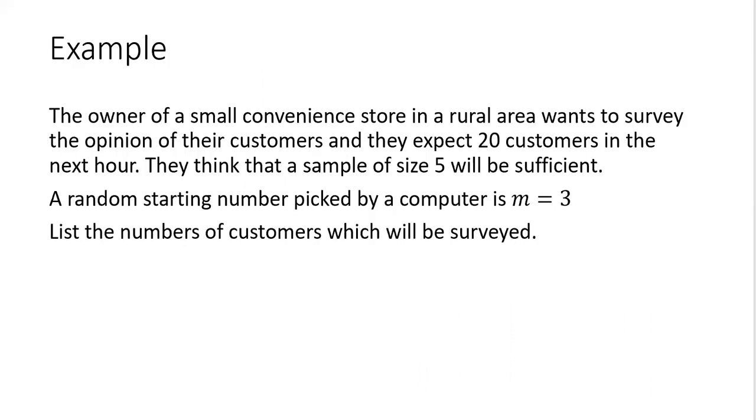Now, an example. We have the owner of a small convenience store in a rural area, and he wants to survey the opinion of the customers, and he expects 20 customers in the next hour. So he wants to survey 5 people. So he finds his k by dividing 20 by 5. That will give him 4. And then a computer selected a number between 1 and 4, let's say 3.